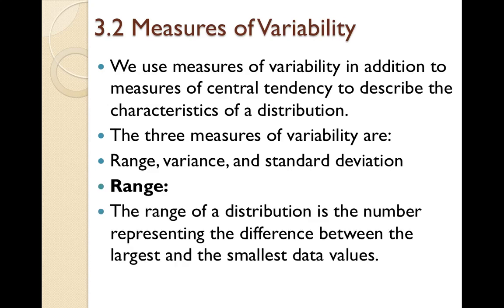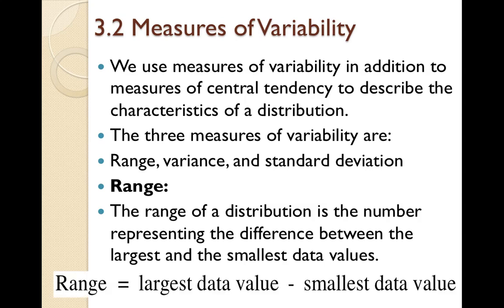The range of a distribution is the number representing the difference between the largest and smallest data values. This is the easiest of the 3 measures of variability. Its calculation is very basic. Take your largest data value, subtract your smallest data value, and there's your range. In the previous example, with the largest data value of 100 in distribution 2 and a smallest data value of 1, the range would be 99.